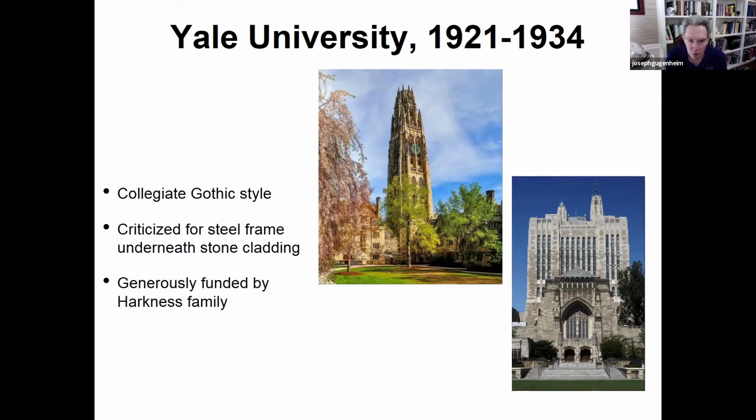A lot of the buildings were generously funded by the Harkness family. Sometimes when the Harkness family was doing philanthropy and negotiating for a building, they specified that they would give the money if and only if Rogers was the architect. This shows the Harkness Tower and the Sterling Library at Yale, done in the Collegiate Gothic style.